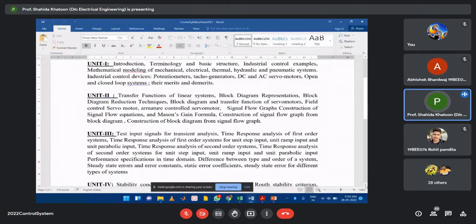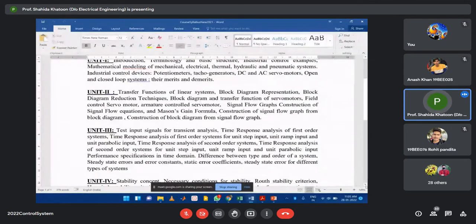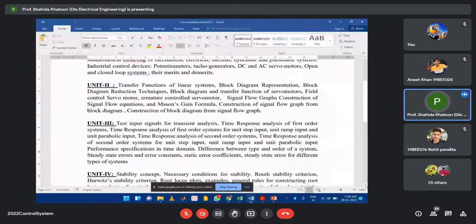techniques, block diagram transfer function of servo motors, field control servo motor, armature control servo motor, etc. Then we'll study about signal flow graph, construction of signal flow equations and Mason's gain formula, construction of signal flow graph from block diagram and vice versa.